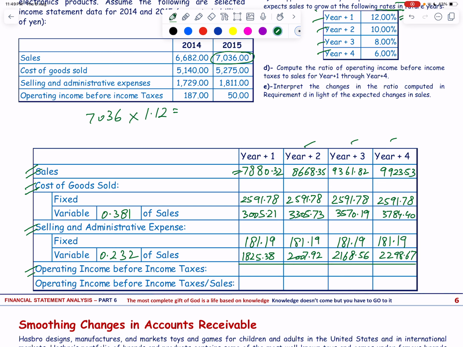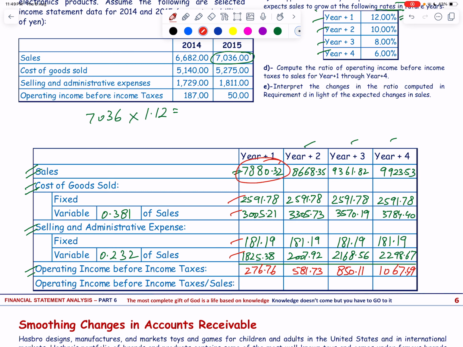Next, we are going to calculate the operating income before income taxes, and this will be sales minus cost, both fixed and variable. So the operating income before income tax will be 276.76 for year number 1, 581.73, 850.11, and 1067.49.